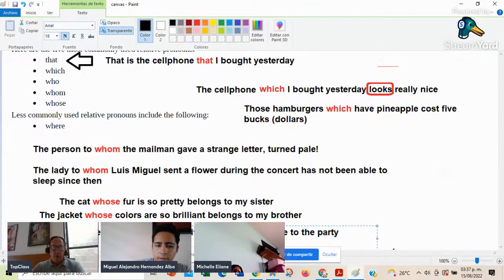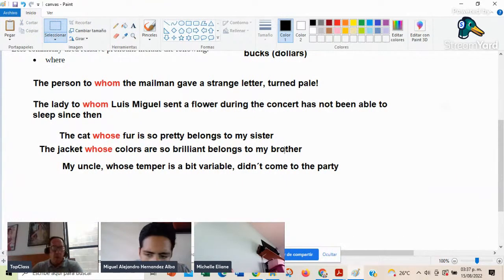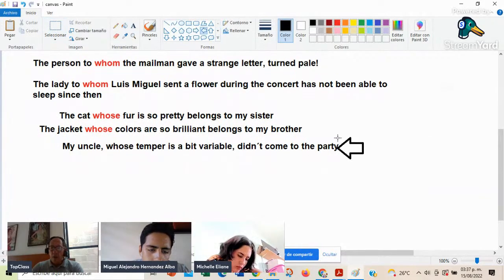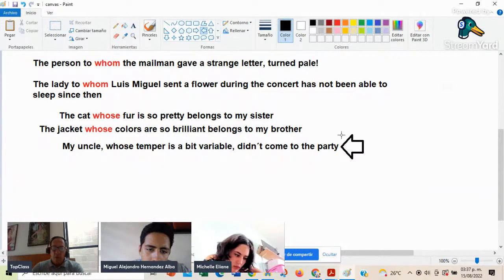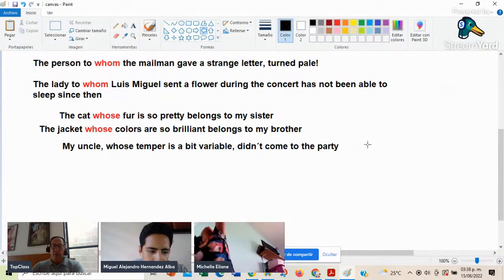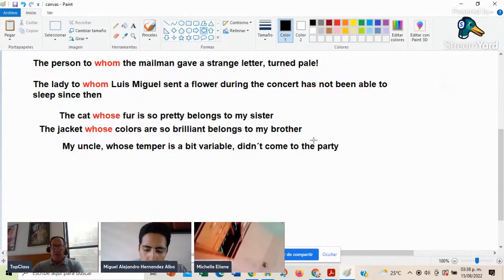Yes, sure. Can you scroll down the page, please? Mi tío, quien tiene un temperamento un poco variable. Cuyo temperamento es un poco variable, no vino a la fiesta. Right. Okay. Very good. So whose means that the temper of my uncle, right? That's what it means.